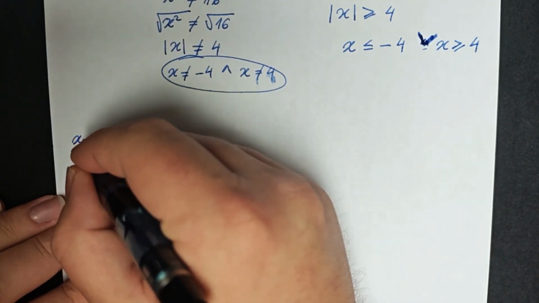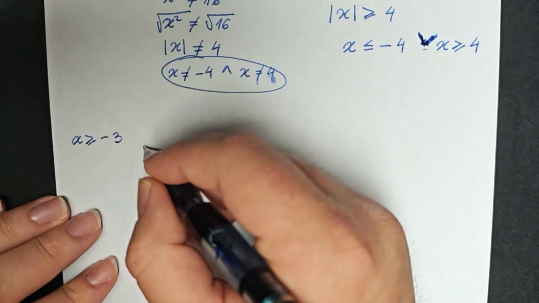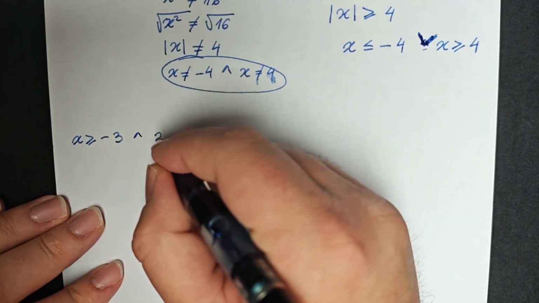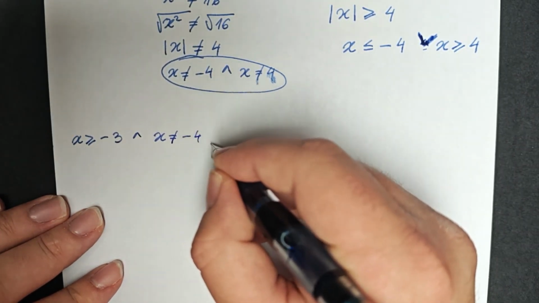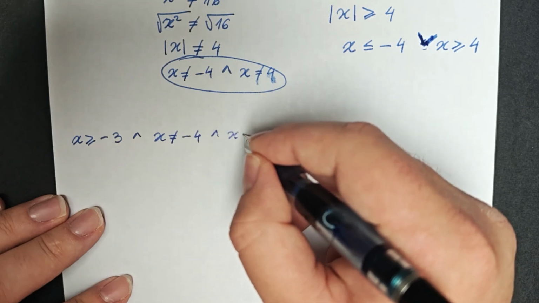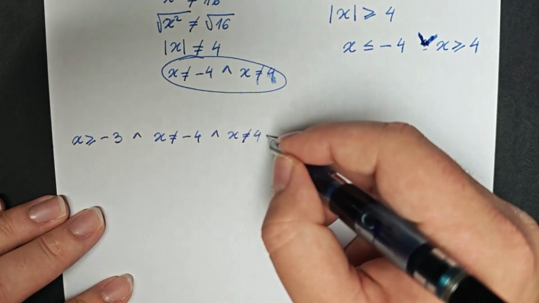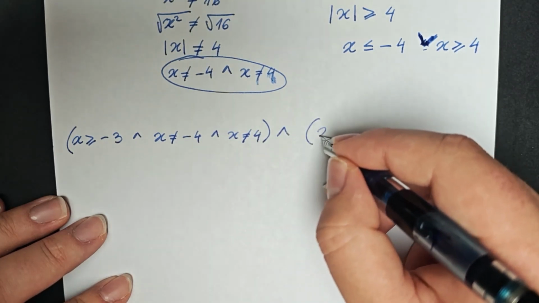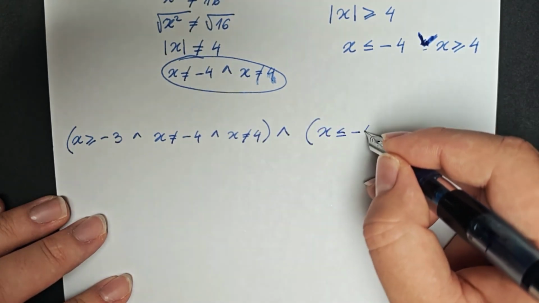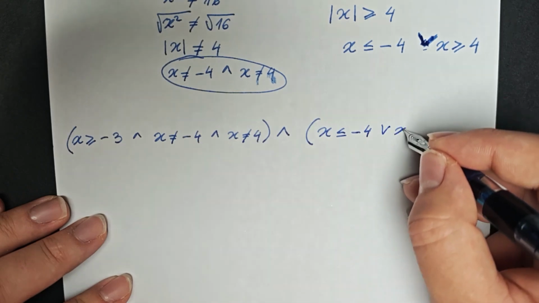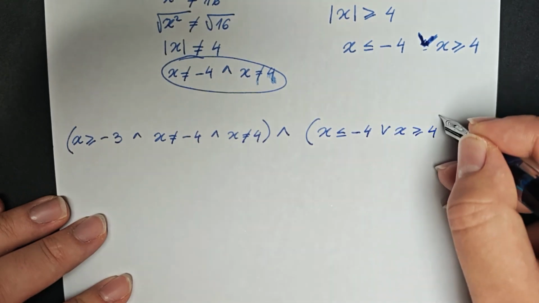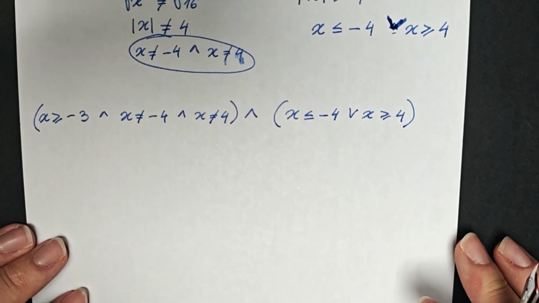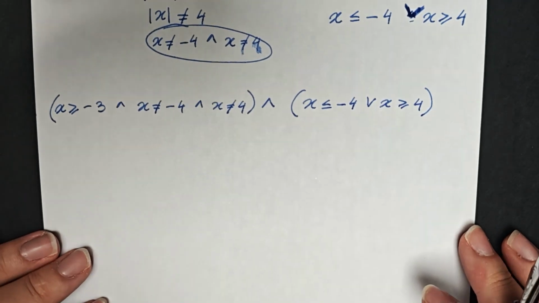So finally, let's put all of this into one sentence. We have that x is larger or equal than negative 3, and x has to be different than negative 4, and x has to be different than 4. We have this conjunction, x is smaller or equal than negative 4, or x is larger or equal to 4. Let's put all of this information on a real line.